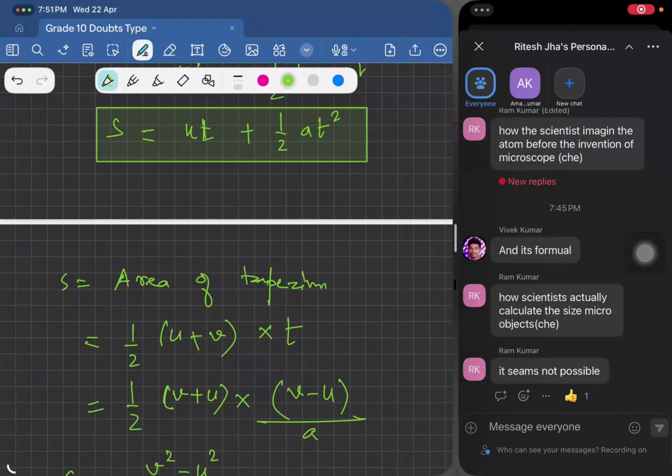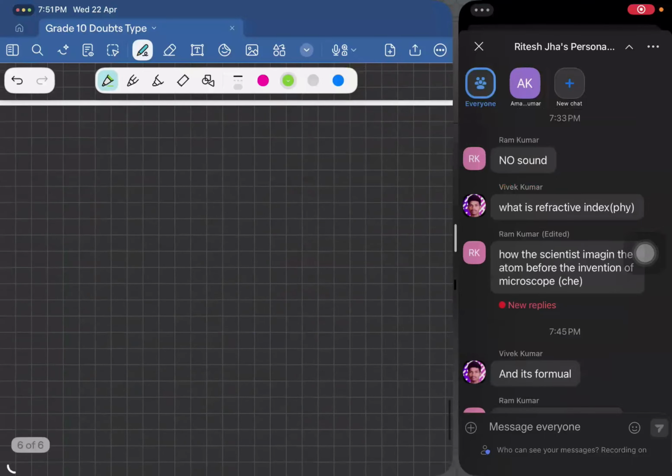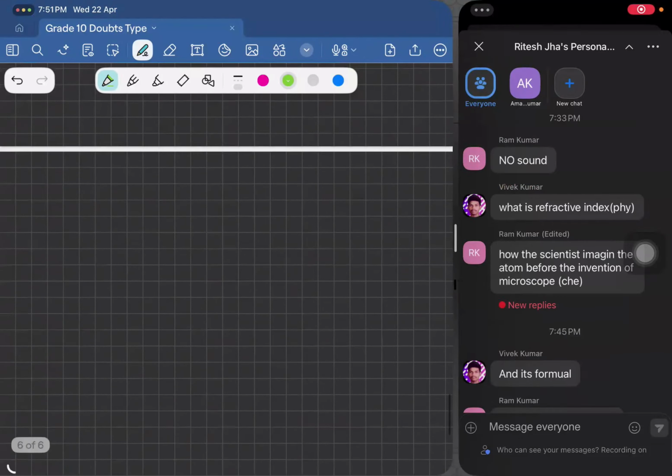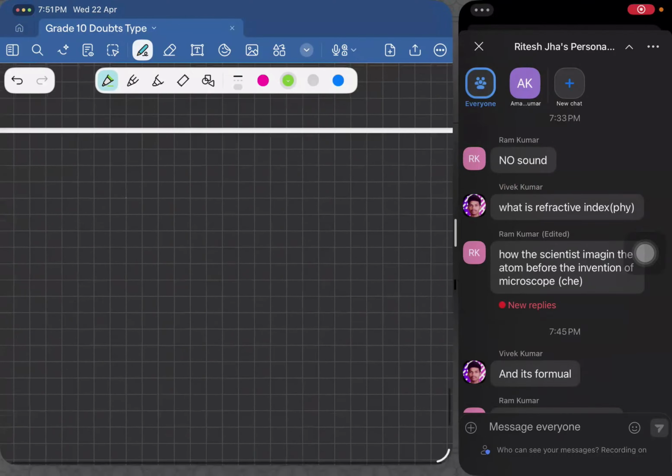All right. Okay, I'll go with the next question. What is refractive index? Is that the recent topic that you did? Because I was hoping that there would be one topic. But anyways, I'll cover refractive index.